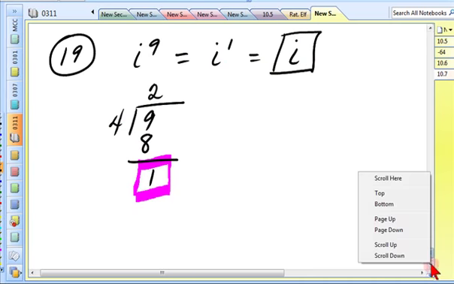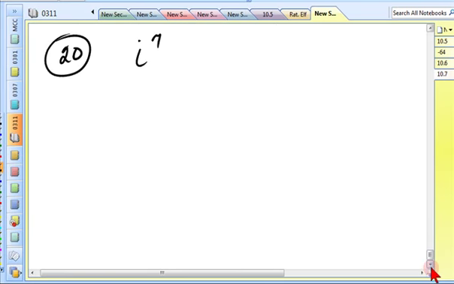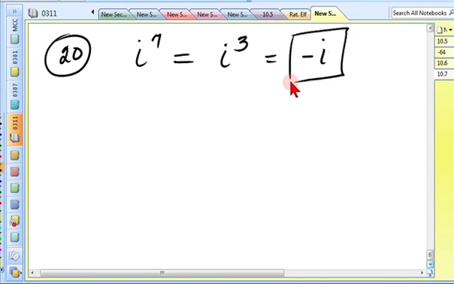And number 20 is not much of a challenge. I have I to the 7th. Without even doing a division problem, I to the 7th is going to be the same as I to the what? 3rd. Taking out 4 of them, which is negative I.